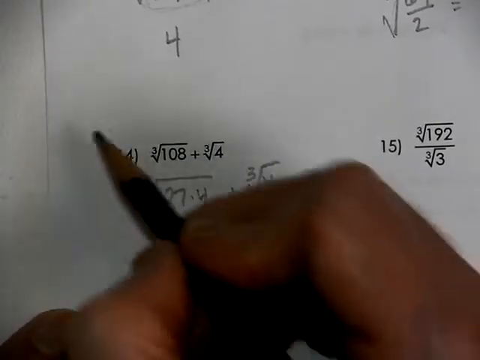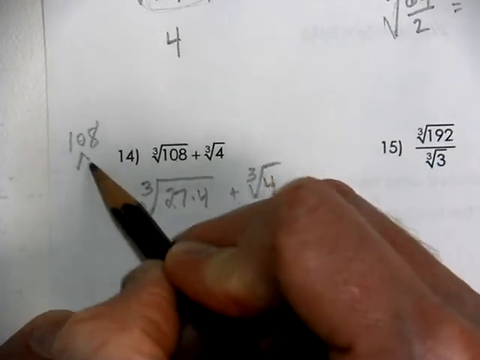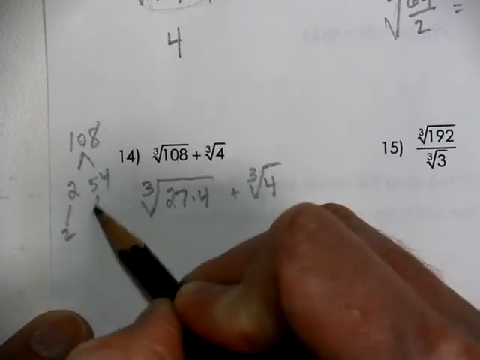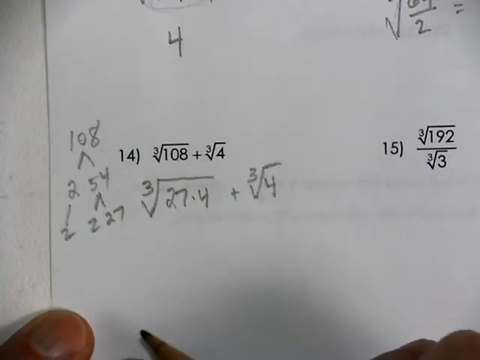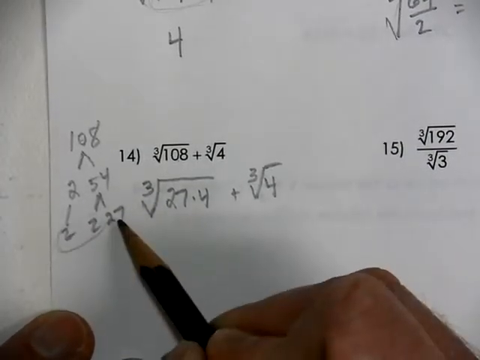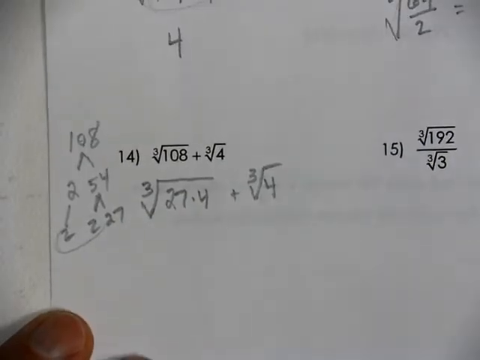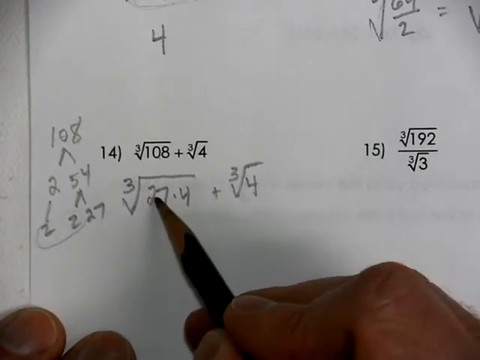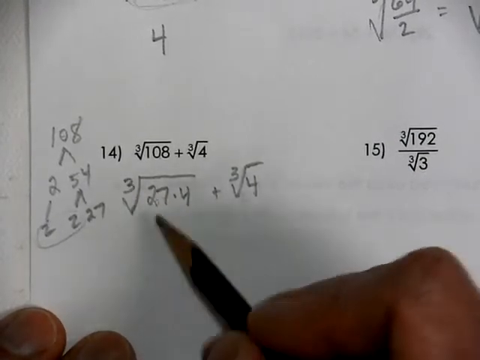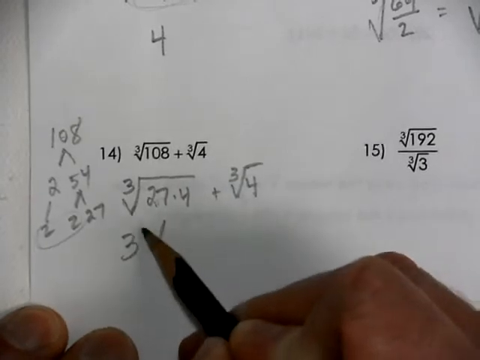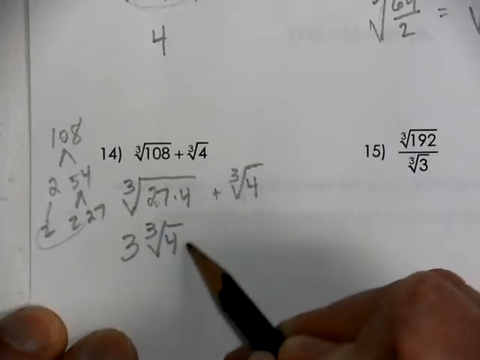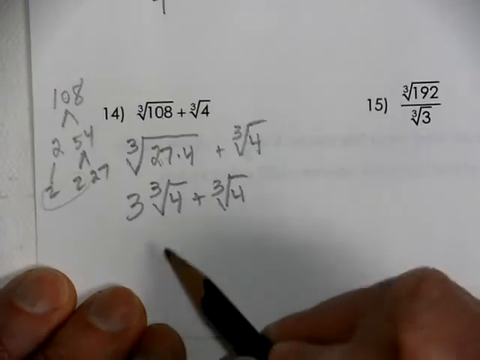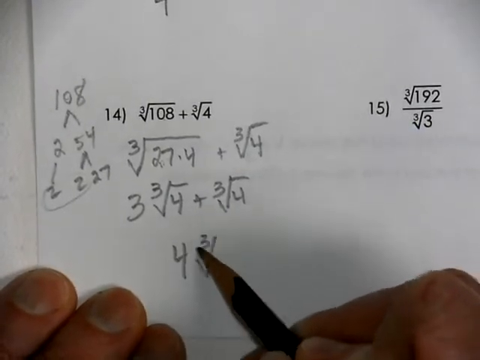If you didn't know that, you could take your 108, break it down. You know that a 2 goes into that evenly. You know that a 2 goes into that evenly. And there's your 4 times 27. Cube root is, or 27 is a perfect cube. So we have 3 cube root of 4 plus the 1 cubed root of 4 gives us 4 cubed root of 4.